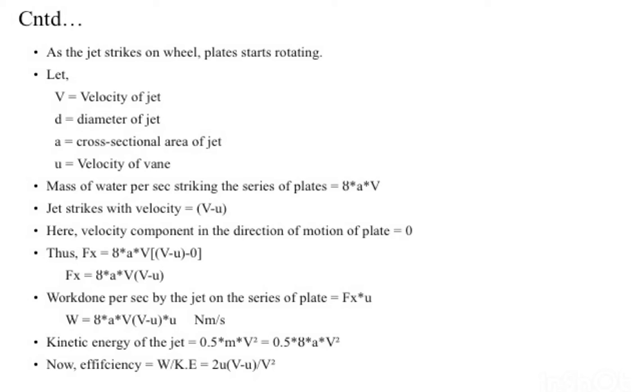Maximum efficiency occurs when V is equal to 2U, or U is equal to V by 2. If this condition is there, then you can obtain maximum efficiency, and maximum efficiency is 50%. Thus this was the derivation for the series of vanes.